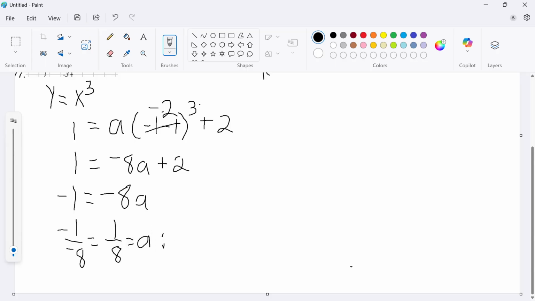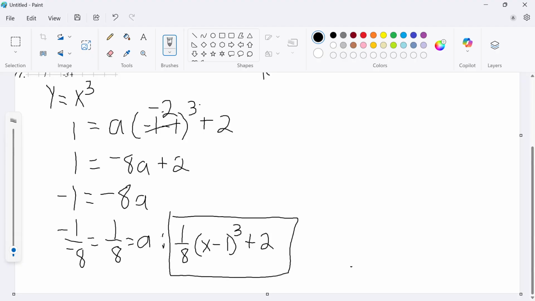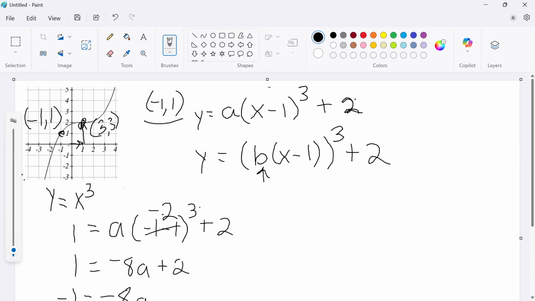So this function expressed with a vertical, this is a vertical compression. With the vertical, if it's less than 1, it's a compression. If it's more than 1, it's a stretch. Horizontal is opposite that. If it's more than 1, it's a horizontal compression. Less than 1, it's a stretch. So this is going to be written as 1/8 times x minus 1 cubed plus 2. So that is a correct answer. This equation equals y, of course. This equation will get this graph.